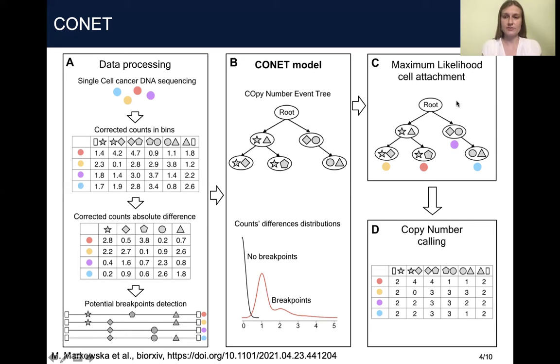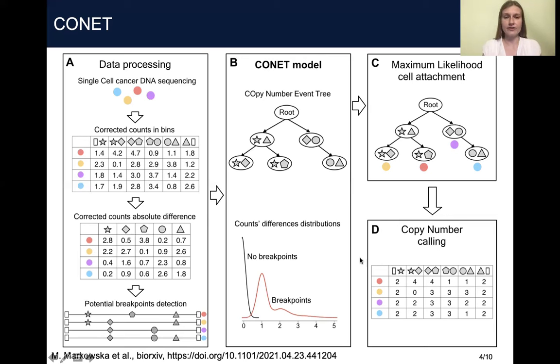And then we use maximum likelihood to attach the cells to nodes of the CONET tree. What's important to notice here is that the cells can not only be attached to leaves, but also to internal nodes. Having this CONET and cells attached to it, we can recreate copy number change history in each genomic bin in each cell. And if we cluster those genomic bins that have exactly the same copy number change history, we can perform the copy number calling procedure.